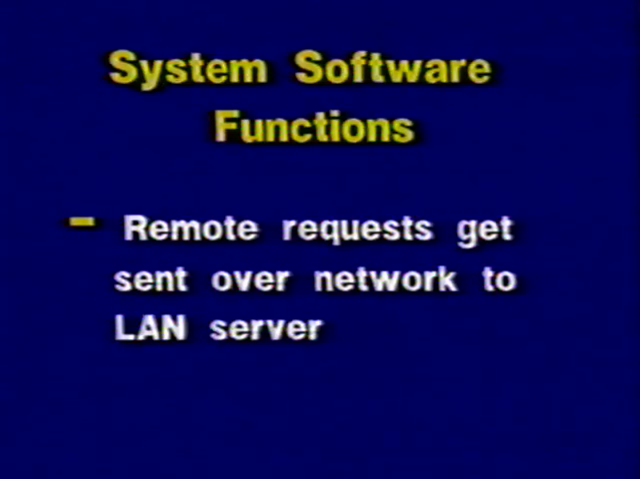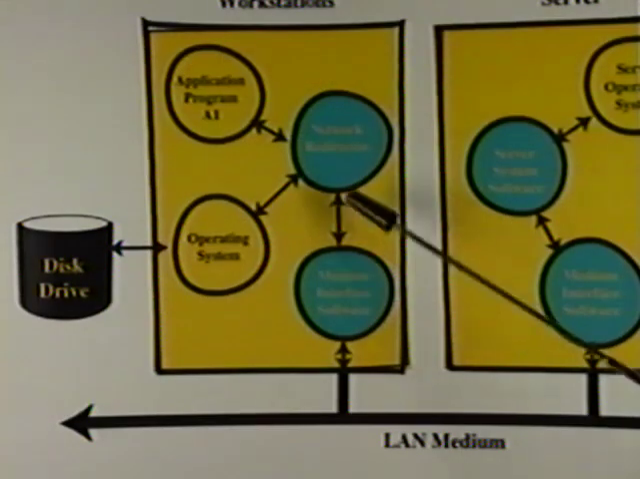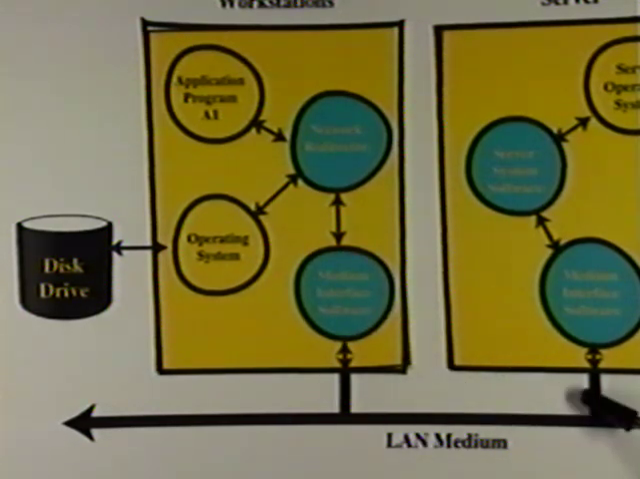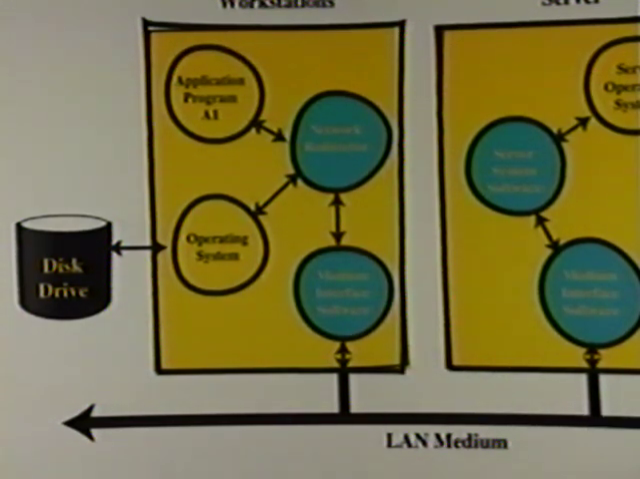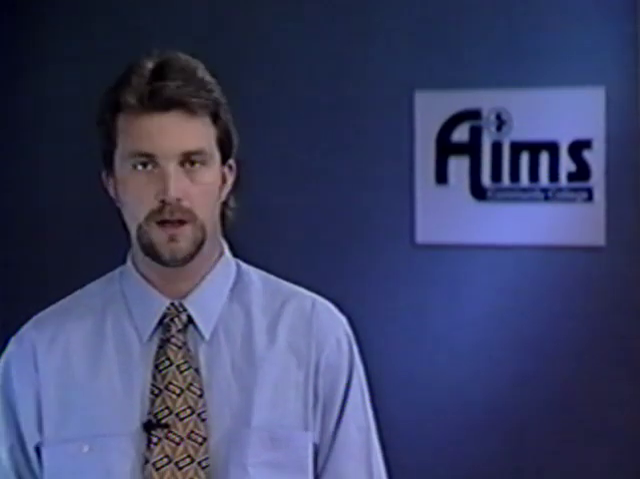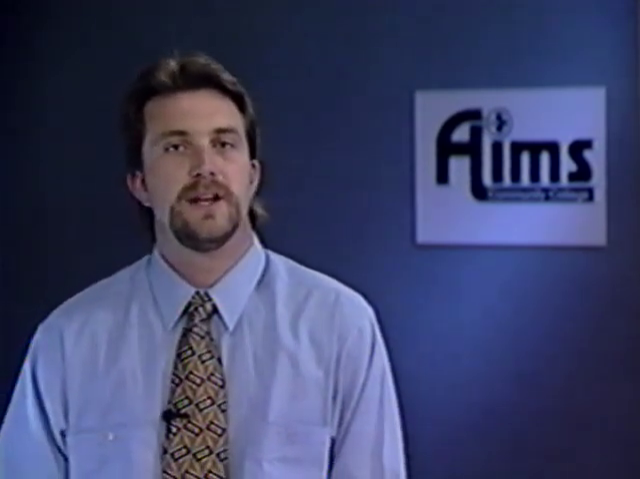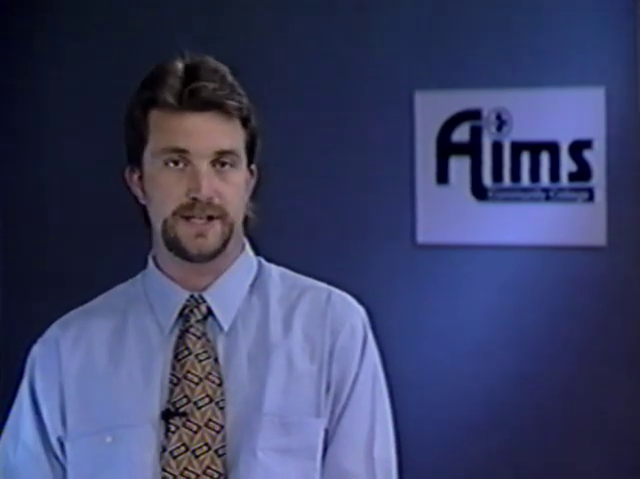If we want to print, for example, our network redirector intercepts all requests from the application program. So in this case now, the network redirector will redirect that request over the network to our server, which would likely have a printer attached to it, and the print job then gets handled correctly. Okay, that's basically in a nutshell what happens on the workstation side.